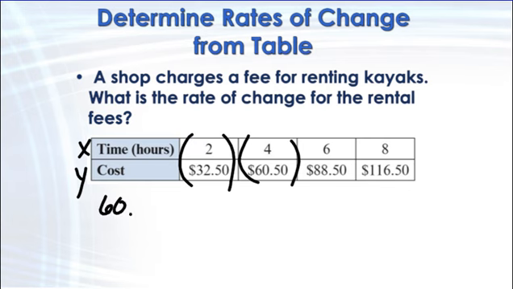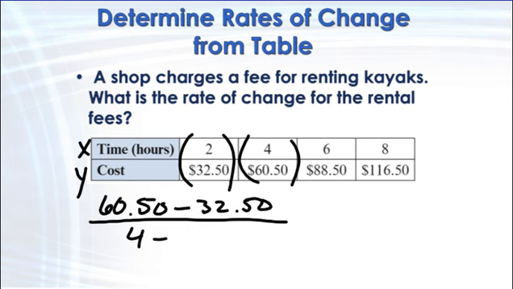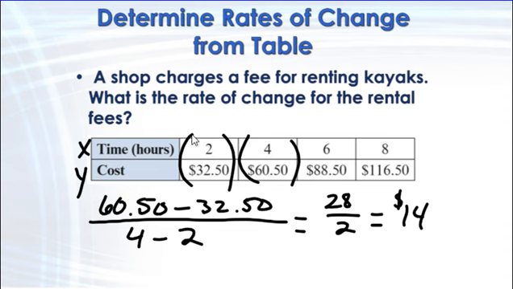I would go $60.50 minus $32.50 divided by 4 hours minus the 2 hours. And so you got the 60.50 minus the $32.50 gives us 28, and the 4 minus 2 is 2. 28, half of 28 would be $14. So the rate of change would be $14 per hour.